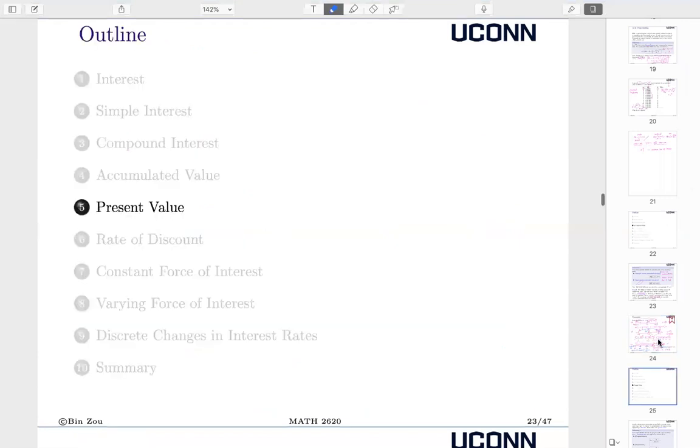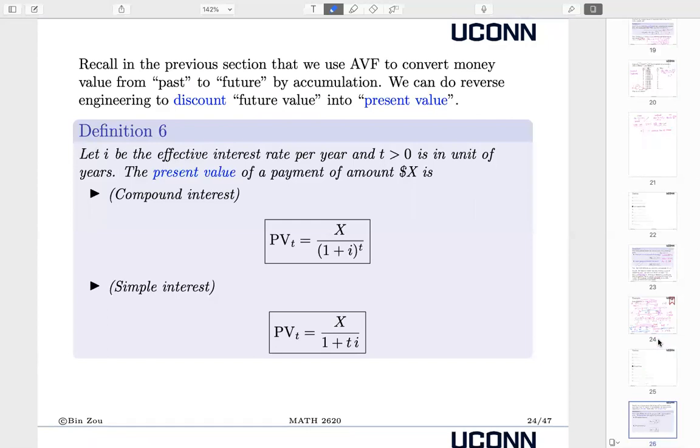Now let's move on to talk about the next topic, present value. It's rather close to what we just did, except we reverse the time. We do not convert time value into the future, but rather we look backwards. Okay, we discount value from future to present. So that's why this section is called present value. So if you look at definition 6, it's pretty much what we had before, except now we do discounting, right?